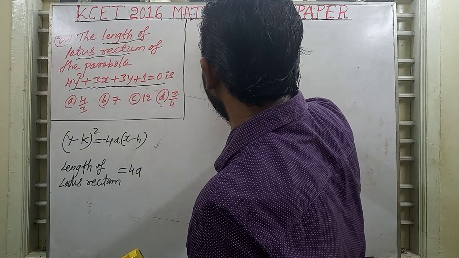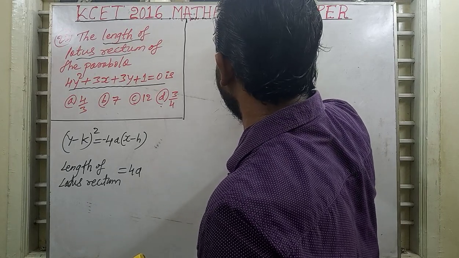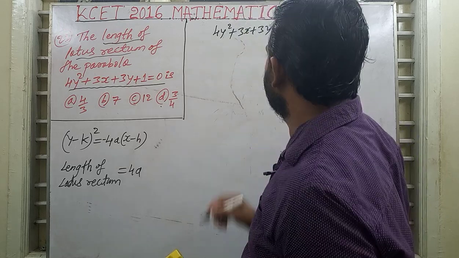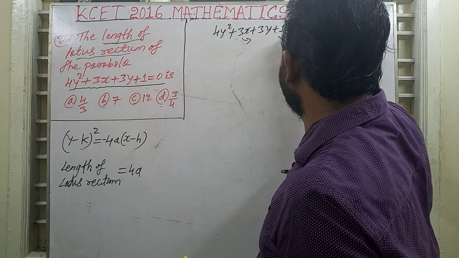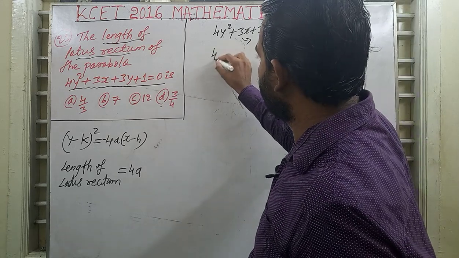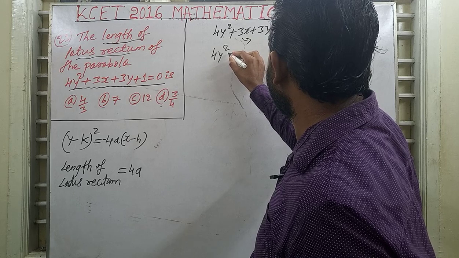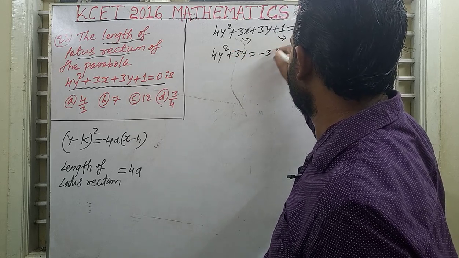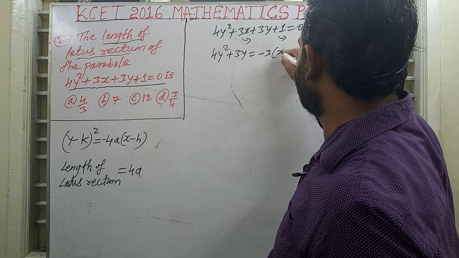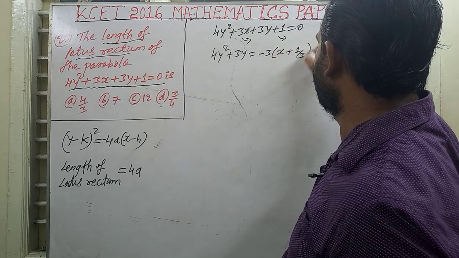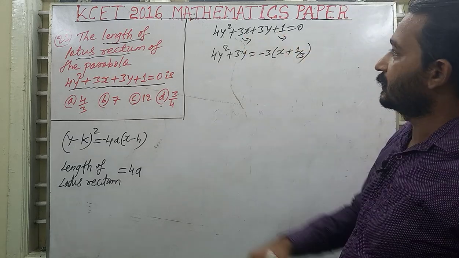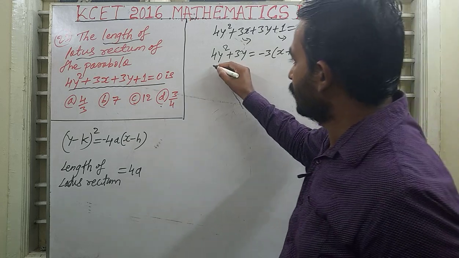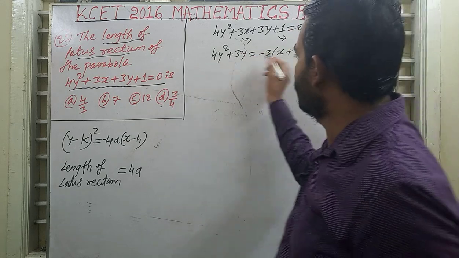4y square plus 3x plus 3y plus 1 is equal to 0. Now here, 3x and plus 1 move towards the right hand side. It becomes 4y square plus 3y equals minus 3x minus 1. Taking minus 3 outside, it becomes minus 3 into (x plus 1 by 3). Now to convert it into a perfect square, divide by 4 on both sides.